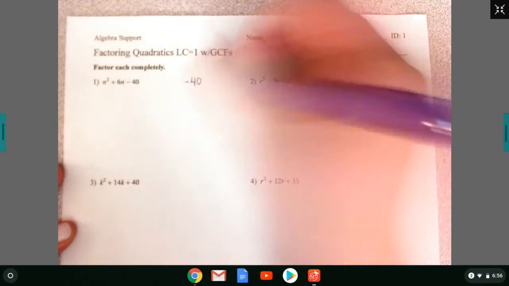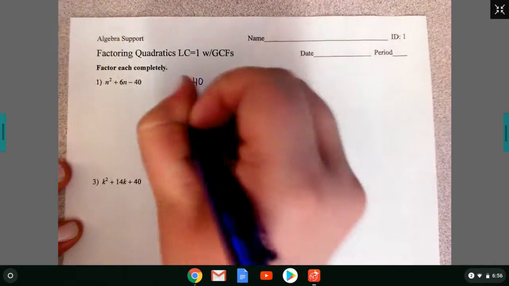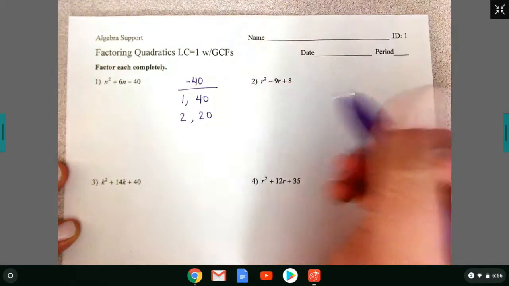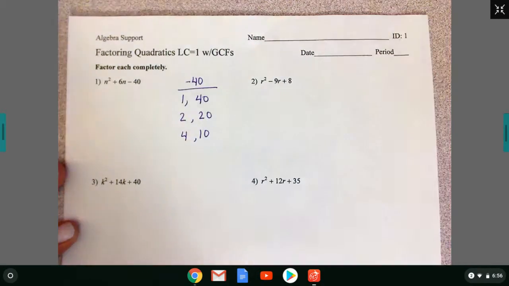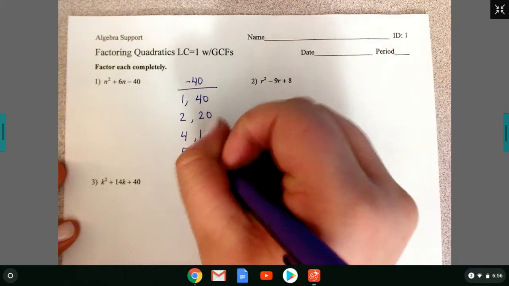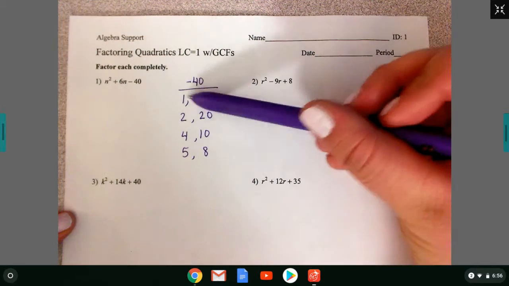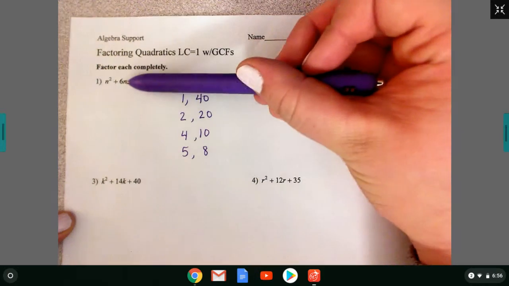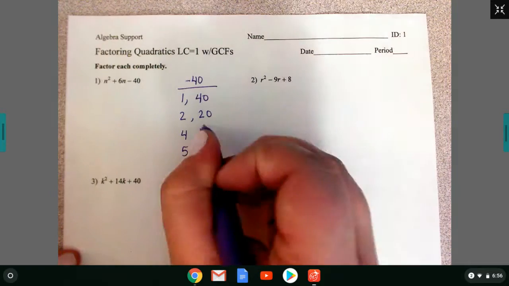So factors of negative 40 in this case. We're looking at 1 and 40, 2 and 20. 3 doesn't go into it, 4 and 10. 5 goes into it, 5 and 8, and that's the rest of our list. So since it's negative, one of the two of these is negative. And I want the difference to be 6 because that's our middle number. So which one of these is 6 apart would be 4 and 10.